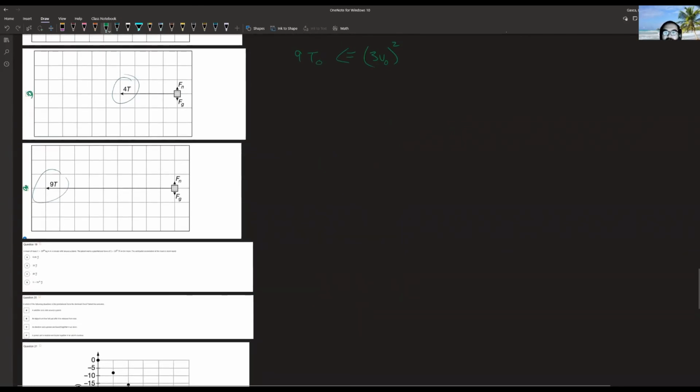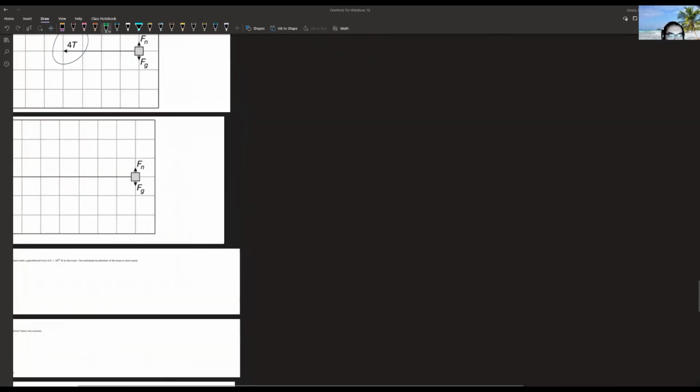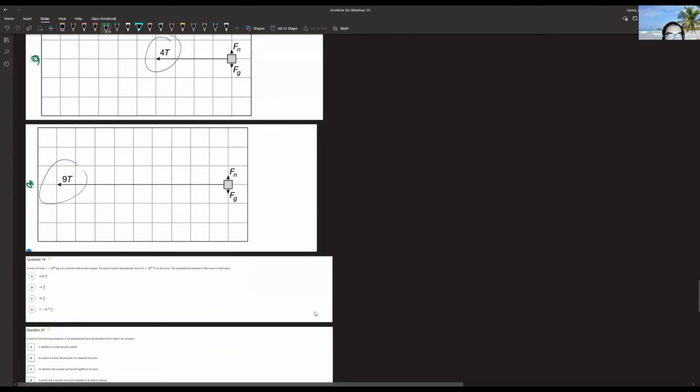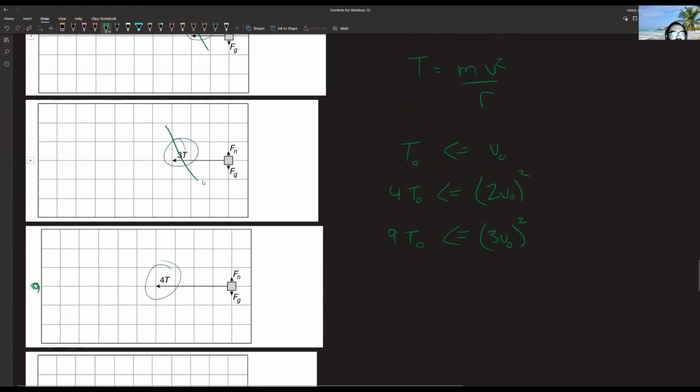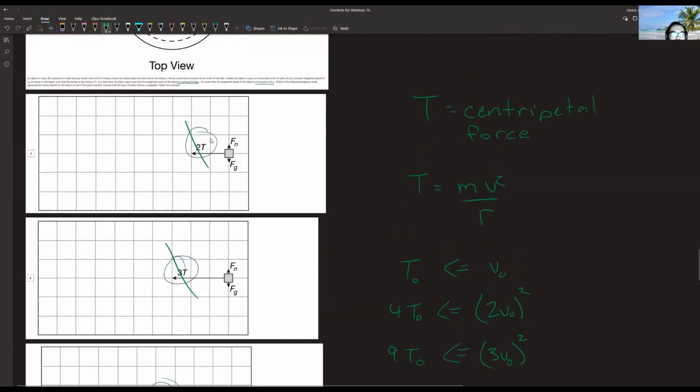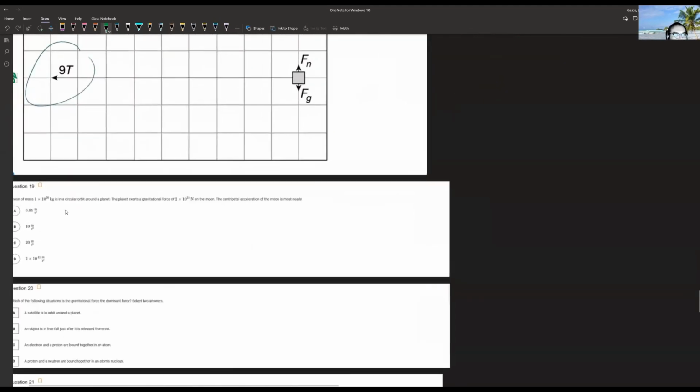Now let me know if we have questions over that one. So this one's just kind of checking, okay, can you recognize proportionalities? These tensions will be proportional to the square of velocity. So we need values that are in proportion to those squares.